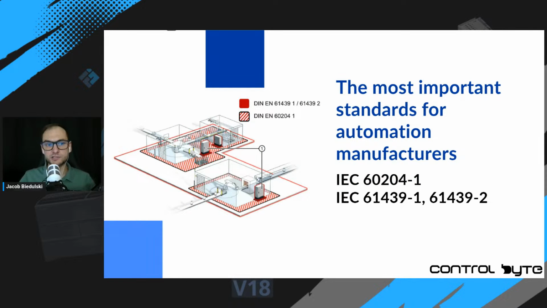We base our training on the most important standards for automation manufacturers. Those are two standards, 60204 Part 1 and 61439 Part 1 and Part 2. The first standard describes the control systems for the whole station, for the whole production line.